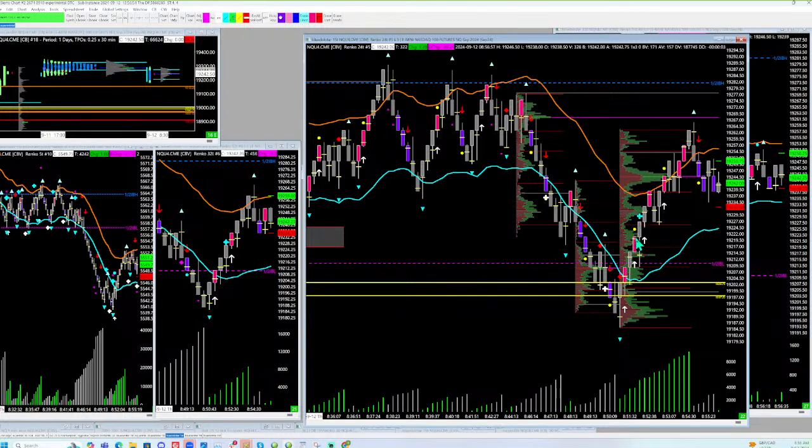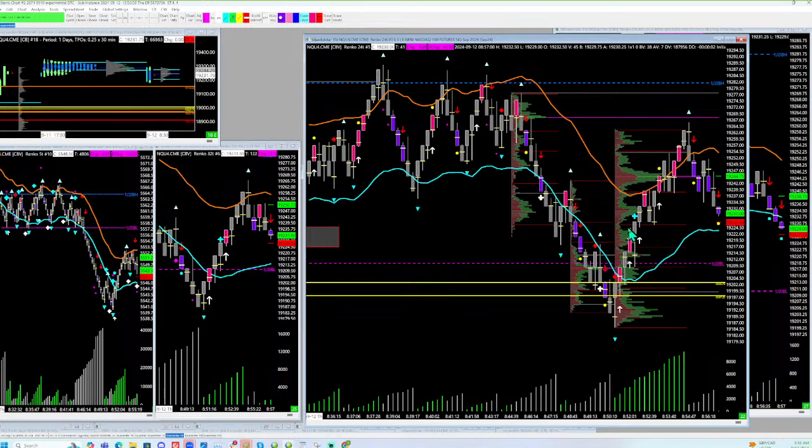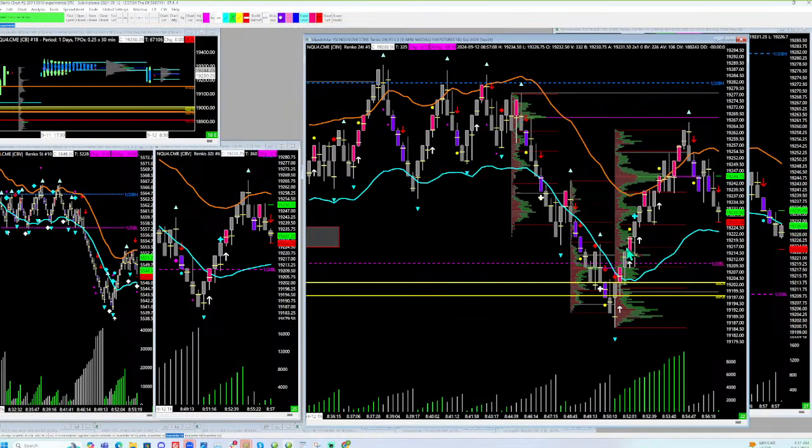So this would be area 2. That also coincides with the 50-60 retrace. This is about the 50 and this is about the 62. Funny how that lines up, huh? Cool.